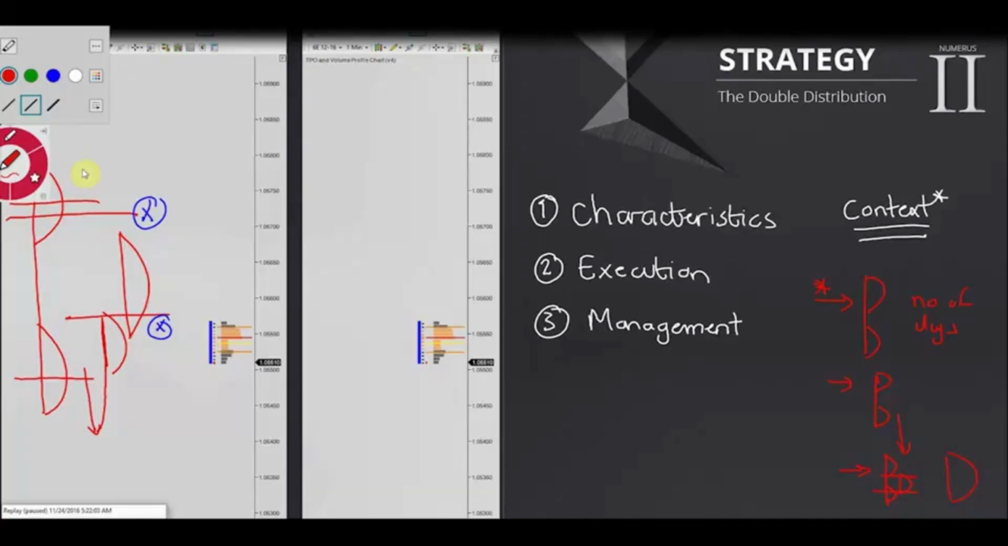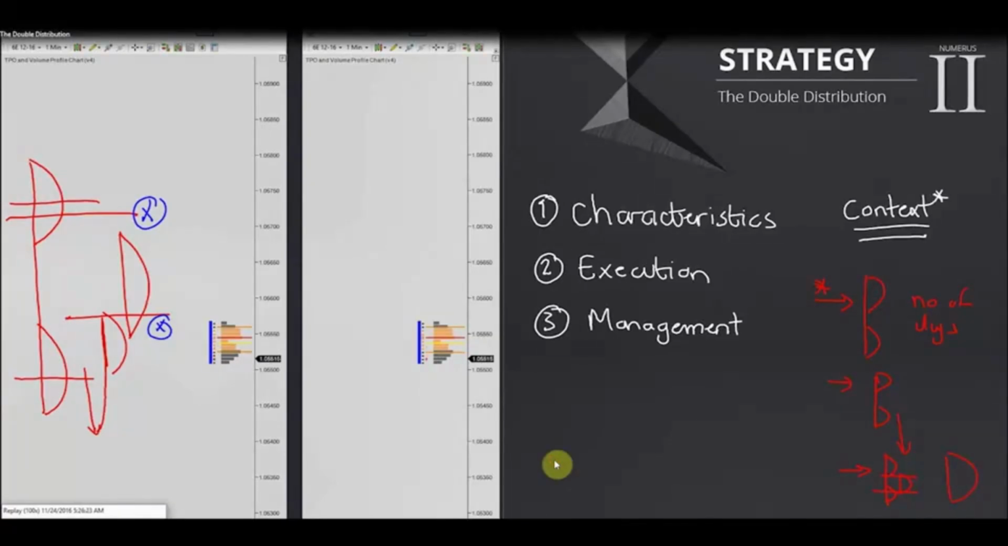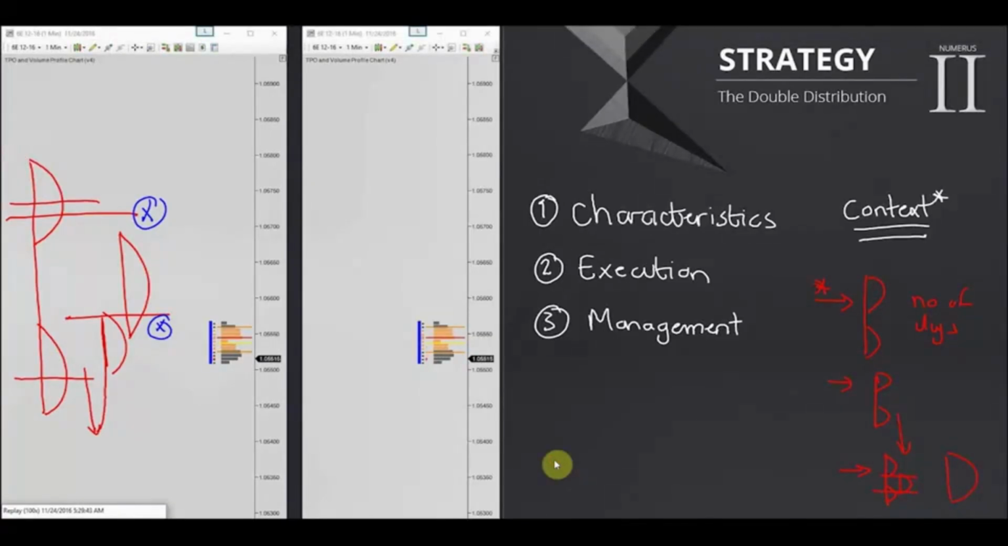Let's hit the play button, and we can start to go through the strategy bit by bit. Now, as you can see, the market opens up. We're firmly inside the previous day's value area. So a very slow, sort of docile type start to the day.